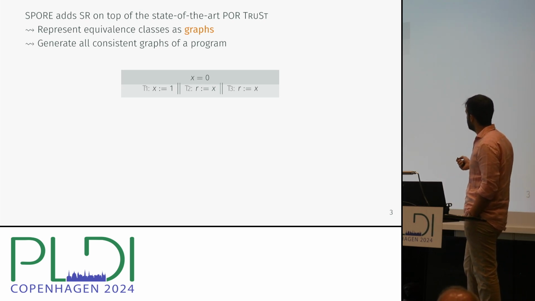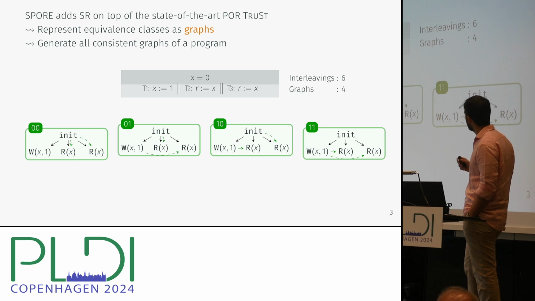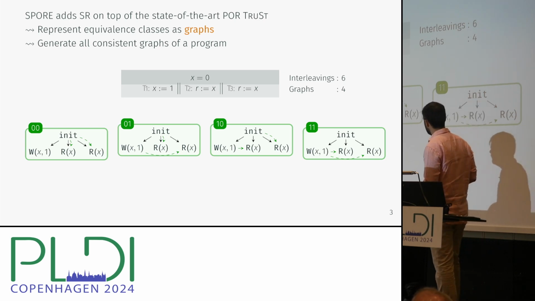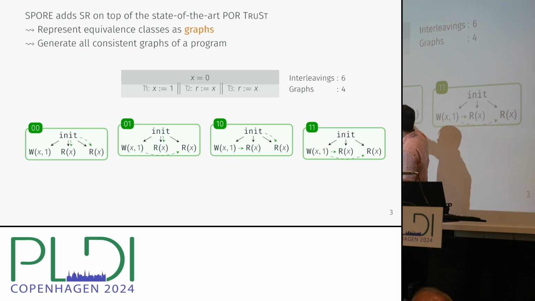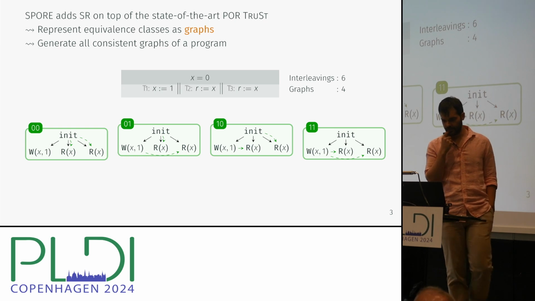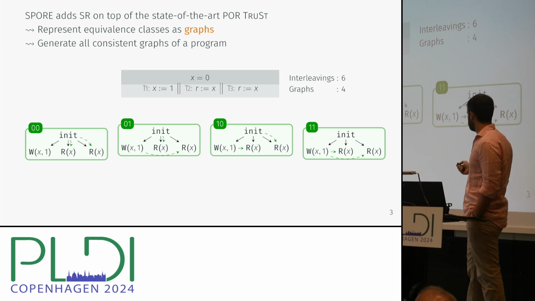And I have an example here. So X is initially 0, 3 threads manipulate X. This program has 6 interleavings, 4 equivalence classes represented by 4 graphs, which are these 4. So in these graphs, the nodes correspond to instructions. This init node here corresponds to the initializing write to X. So yeah, this is write X, read X, and so on.